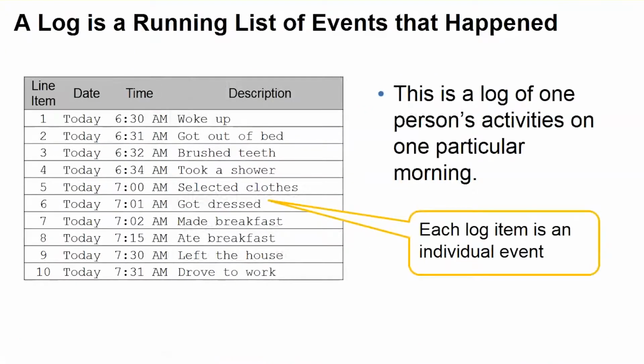Logs are a big part of SIEM technology. And so what a log is just a running list of events that happened. Okay, so if I wake up and go to work, these might be all the events that happened before I left the house. I woke up at 6:30, got out of bed at 6:31, brushed my teeth at 6:32, took a shower at 6:34, made breakfast, got in the car, and off I go. And so this log here shows an example of that. I've got 10 items here. Each of these individual items would be called an event because it's something that happened.